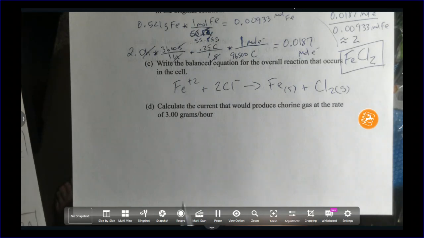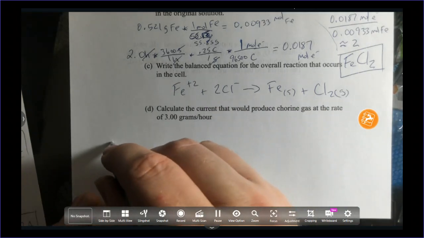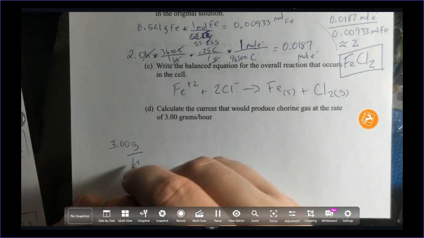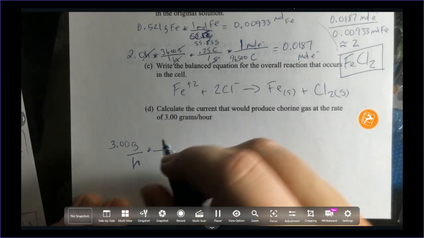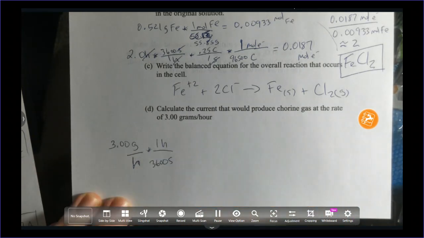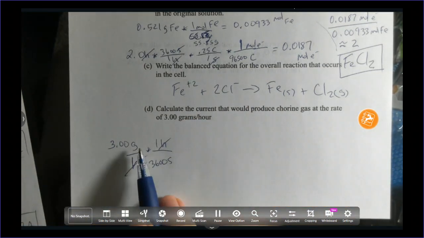All right, so calculate the amount of current that would produce chlorine gas at the rate of 3 grams per hour. Well, that's where we're going to start here, 3 grams per hour. And again, hours aren't that helpful to me because we're using amps. So I want to get out of hours and go to seconds. All right, so that gets rid of that. Now I'm in grams per second.